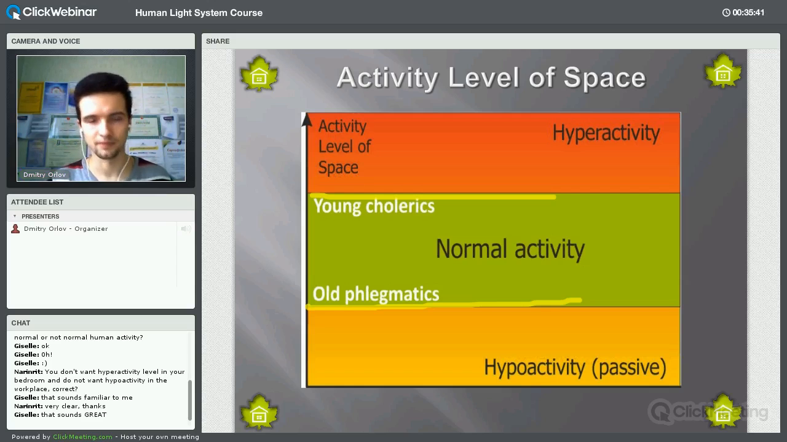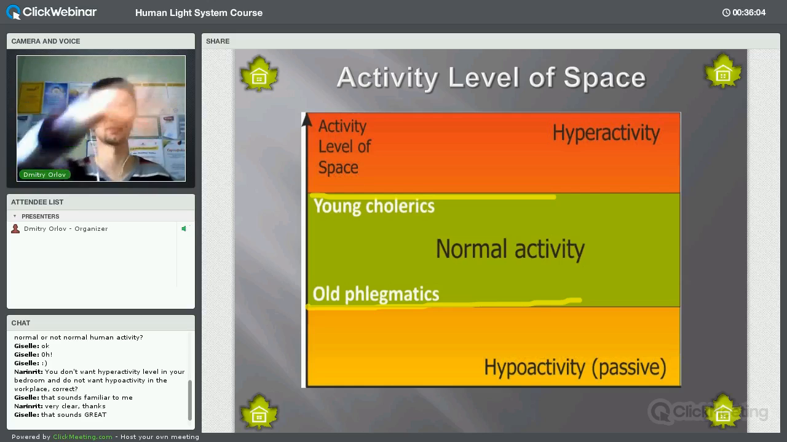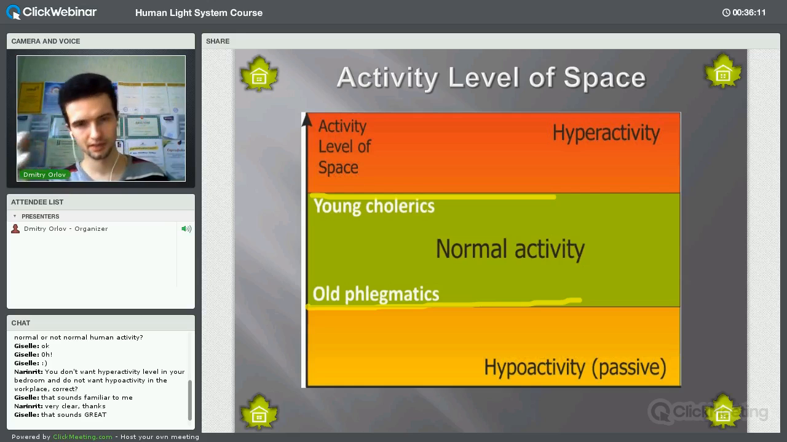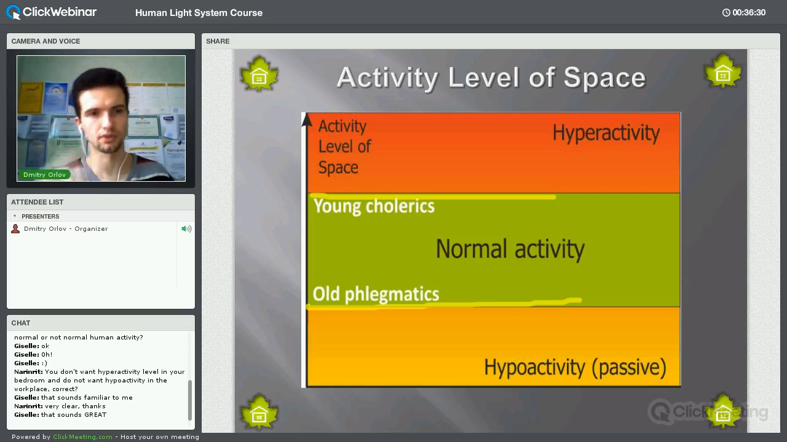So let's imagine that when you enter a room, you can either waste your energy on increasing your activity level to the needed level and also increasing the level of activity of the environment where you are. Or you have already prepared the room so it has the proper activity level, so you will feel comfortable there and you won't need to waste your inner reserves on transforming the space. The room is already ready for you.